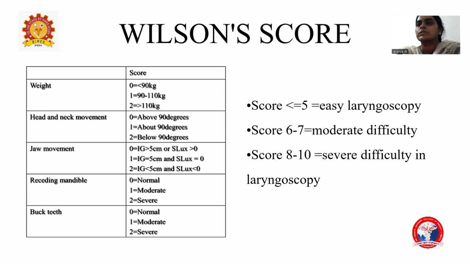Next, neck movement, 0 is above 90 degrees, 1 is about 90 degrees, 2 is below 90 degrees. Jaw movement, 0 is interincisional gap more than 5 centimeters, 1 is equal to 5, 2 is less than 5. Receding mandible, 0 is normal, 1 is moderate, 2 is severe. Buck teeth, 0 is normal, 1 is moderate, 2 is severe. A score of less than 5 is easy laryngoscopy, 6 to 7 moderate difficulty, 8 to 10 is severe difficulty in laryngoscopy.